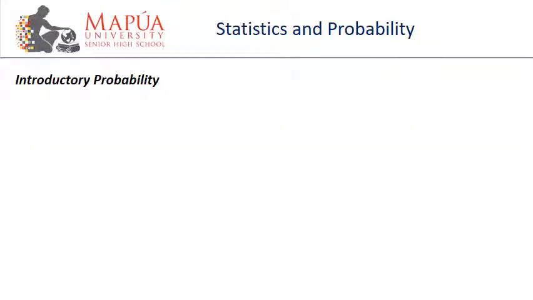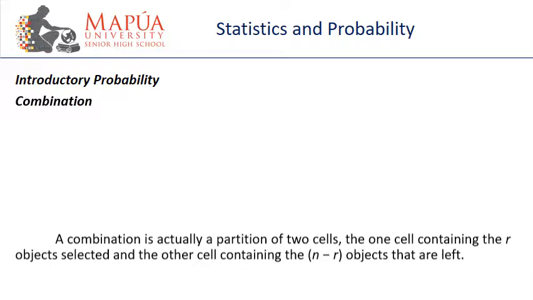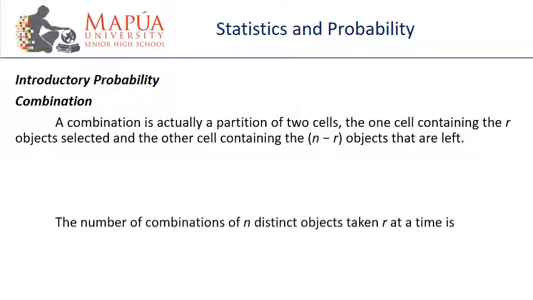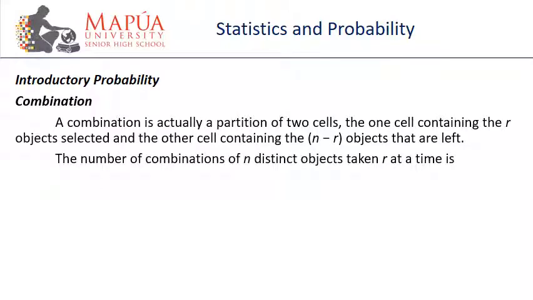And finally, the last type of counting technique is combination. A combination is actually a partition of two cells: one cell containing the r objects selected, and the other cell containing the n minus r objects that are left. The number of combinations of n distinct objects taken r at a time is n taken r, equal to nCr, or the combination of n and r, the general formula of which is n factorial divided by r factorial times n minus r factorial.